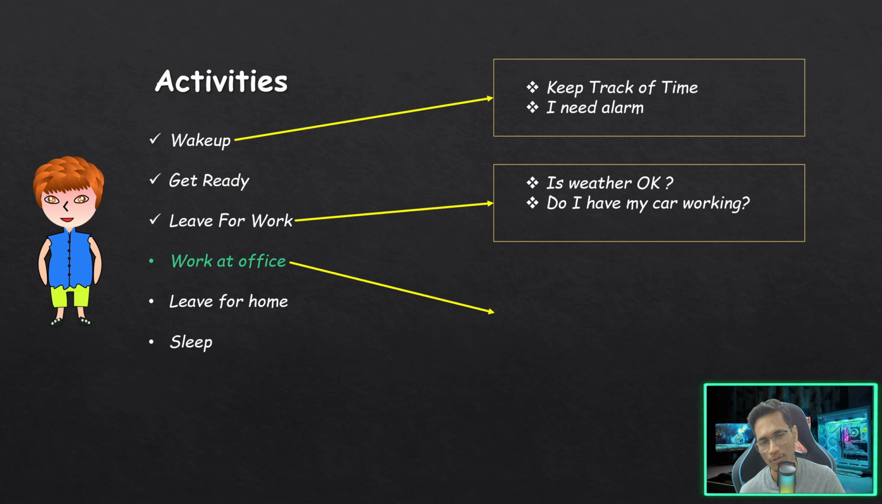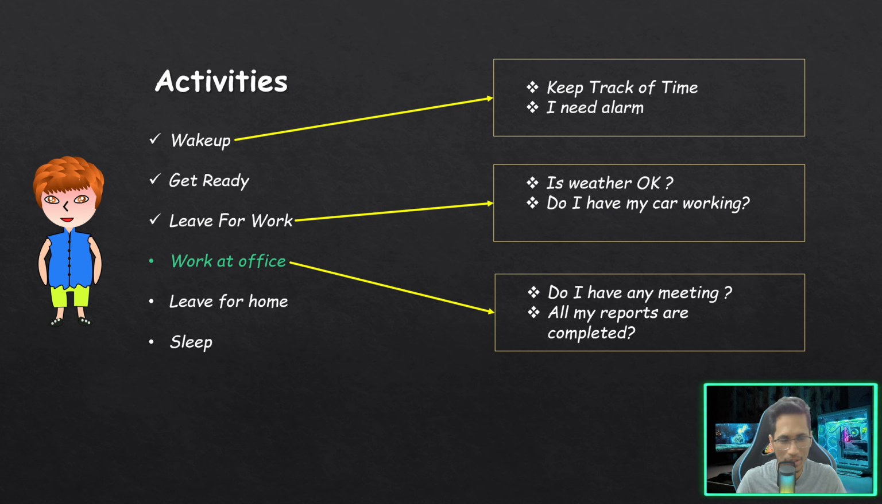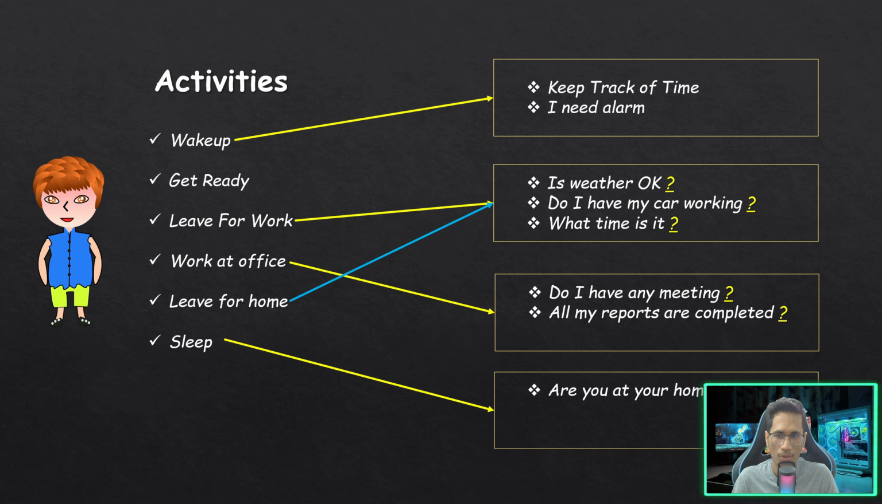Then he will work at office where he will check like does he have any meetings. If there are any meetings, he will first attend them, and in the middle of that he might also do some work assignments. He will check that all my reports are completed or not. If not, then he will pick some from the backlog. So like this he will have his 9 to 5 routine. He's a developer, let's say. Once the 9 to 5 job is over, he will come back to his home, and again to come back he has to check whether the weather is okay, his car is still in the parking lot waiting for him, and once he comes back at home he will sleep.